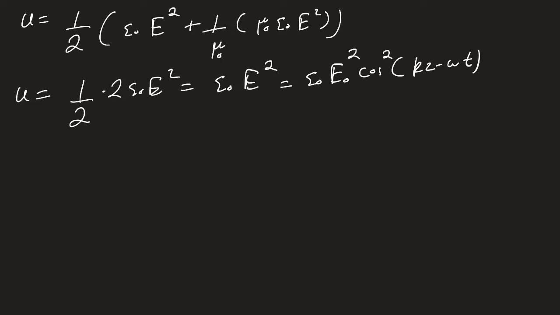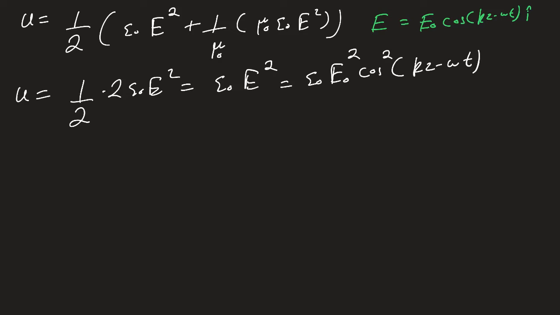This basically means that my original electric field was just a plane wave. Just to recall, our E was some E naught cosine of kz minus omega t, and let's say it's polarized along the x-axis, so this is i hat. So that's a plane wave. So it turns out that U is equal to epsilon naught E naught squared cosine squared of kz minus omega t.